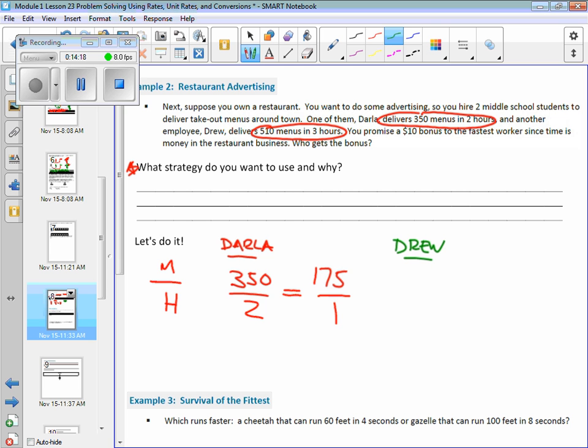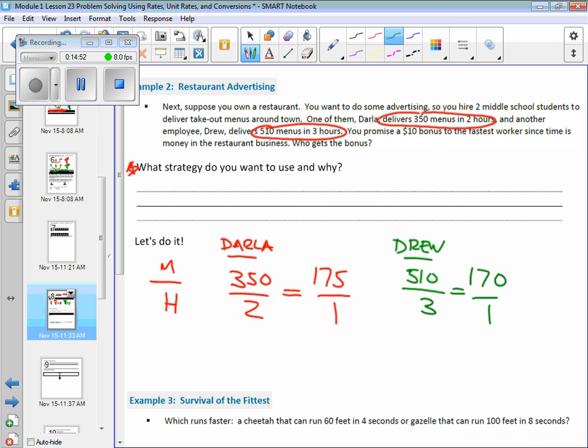All right, let's do Drew. I already have my template set up. As long as I keep everything in the row, I'm not going to rewrite my template. 510 over 3. Find his unit rate. Sounds good. So who gets the $10 bonus? Jay. Why Darla? You got it, okay?